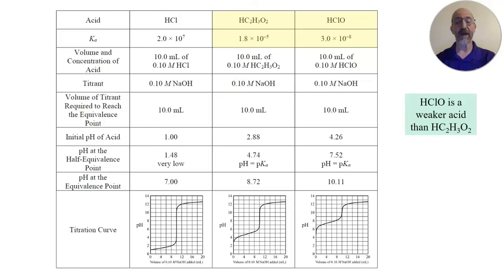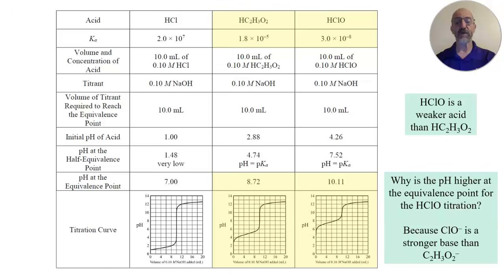Remember, the smaller the Ka, the larger the Kb for the conjugate base. So look at those titration curves. Why is it that for hypochlorous acid, the pH at the equivalence point is actually higher? The reason why the pH is higher at the equivalence point for that weaker acid is because of that inverse relationship between Ka and Kb. HClO is the weaker acid, but then the ClO minus is actually the stronger base. So that's why the pH is higher at the equivalence point for that titration.